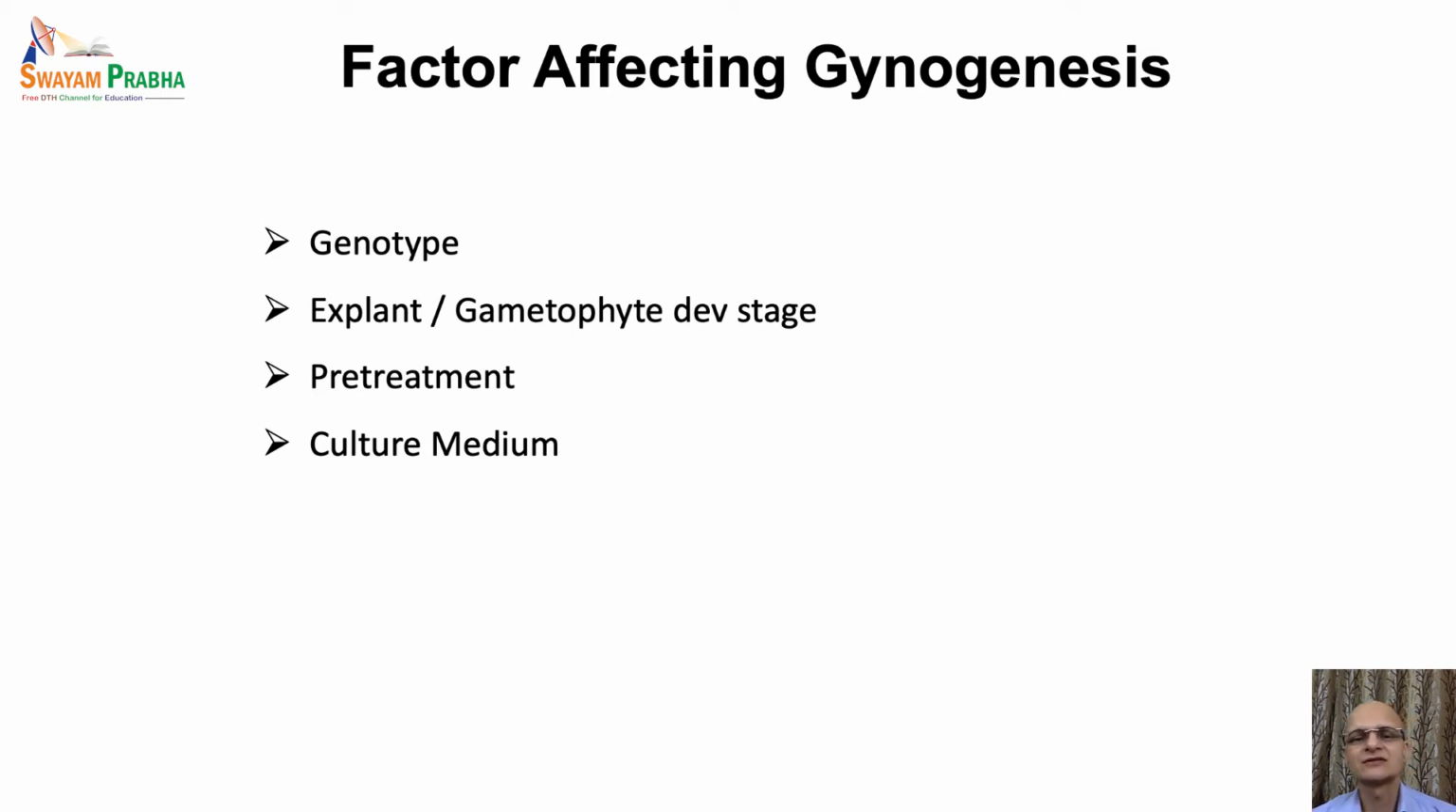There are several factors that directly affect the successful establishment of gynogenesis or production of gynogenic haploids. Broadly, these can be categorized in 4 categories. These are the genotype of the donor plants, explants or the developmental stage of the gametophyte, pretreatment required for the induction of gynogenesis, or the composition of the culture medium.